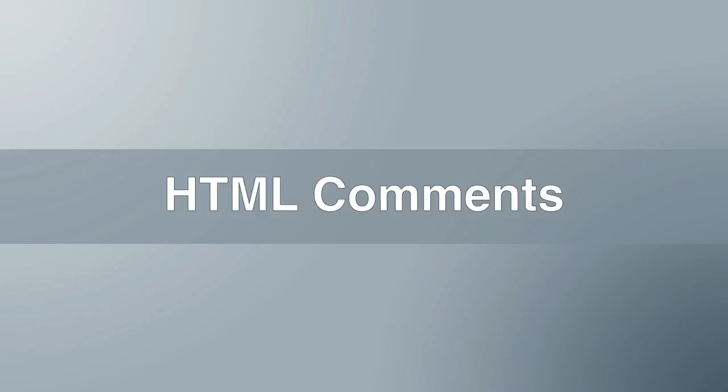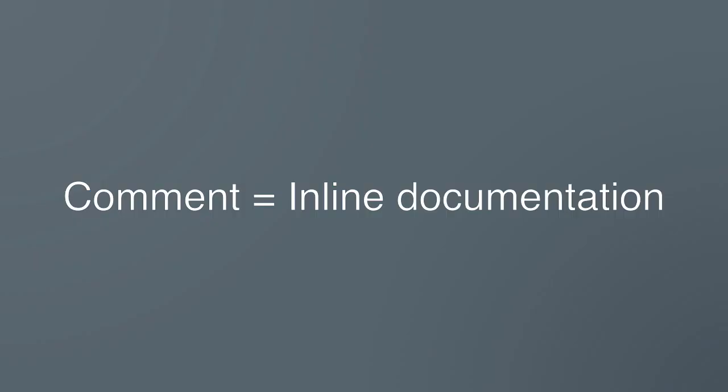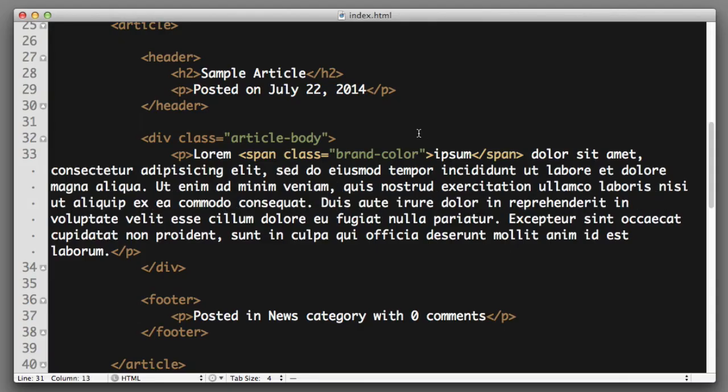In this lesson, we will learn about HTML comments. A comment is simply a bit of text that we include in our HTML code that will not be rendered or displayed by the web browser. So that means we can include text in a comment to explain our code for ourselves. A comment is basically inline documentation for your own code. Let's take a look at a quick example.